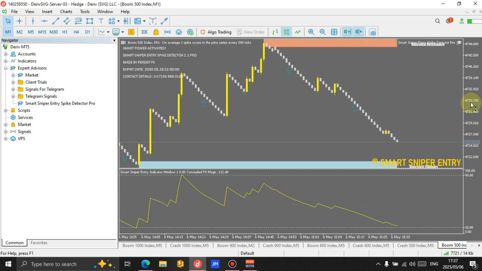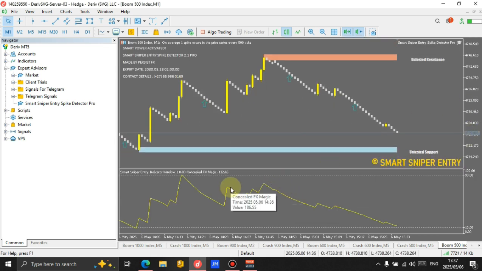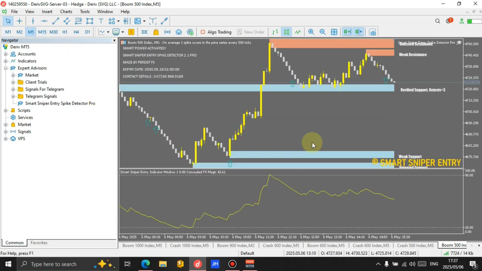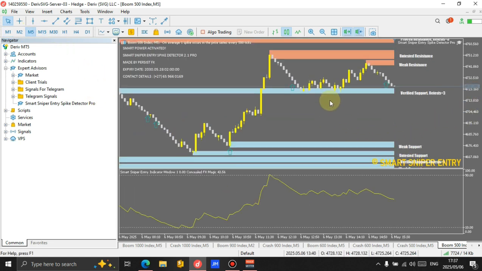Smart power activated. As you can see, once the low risk mode is enabled, the Concealed FX Magic Trend Indicator is loaded onto your chart, and the time frame that we use it on is the 5 minute, as you can see over here. So this is how the indicator works. We have an overbought level up here, and we have an oversold level. So this indicator indicates whether the market is overbought or oversold.